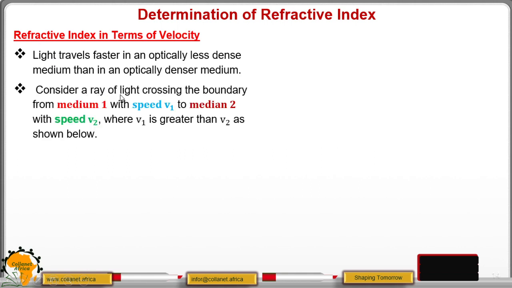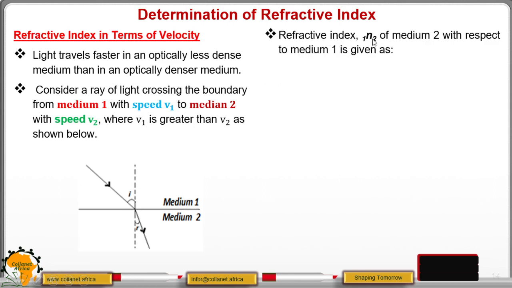So if we consider a ray of light that is crossing the boundary from medium 1 with velocity v1 to medium 2 with velocity v2, where v1 is greater than v2, we have the diagram as shown here. This is how the ray of light is going to behave as it crosses from medium 1 to medium 2. There is a change in direction.